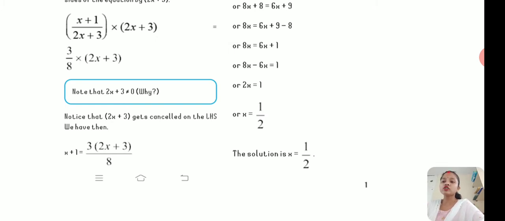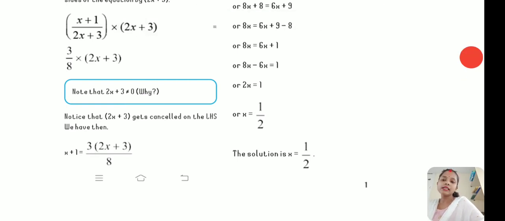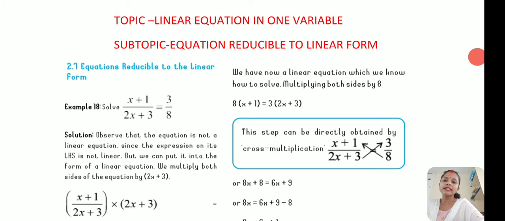Then on the left hand side we will get x + 1, which is equal to 3 into (2x + 3) upon 8. Now we have to remove 8 from the right hand side. The same process we have to follow. We will multiply 8 on the left hand side as well as on the right hand side. When we multiply, what will happen? From the right hand side 8 will be cancelled, and on the left hand side it will be multiplied.